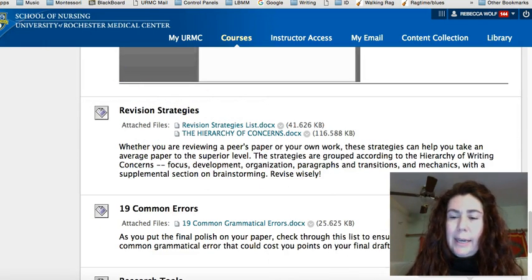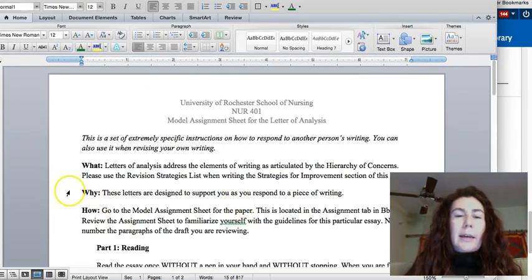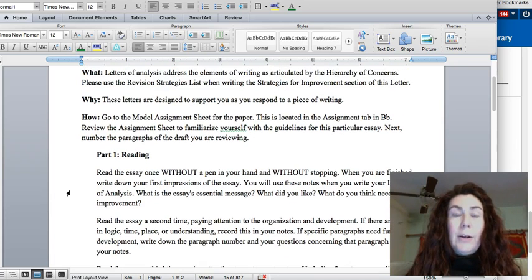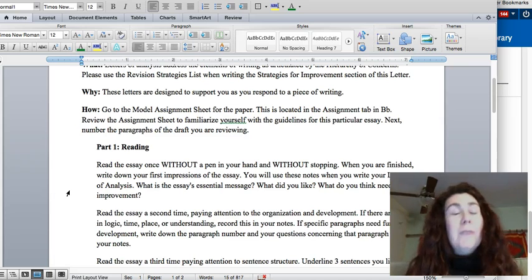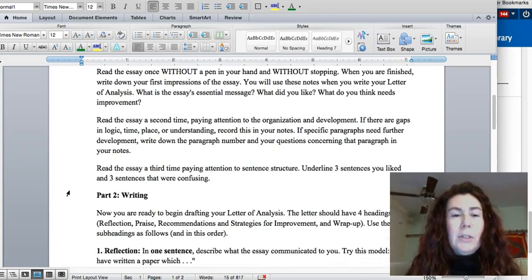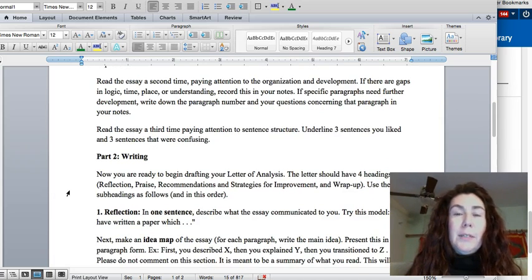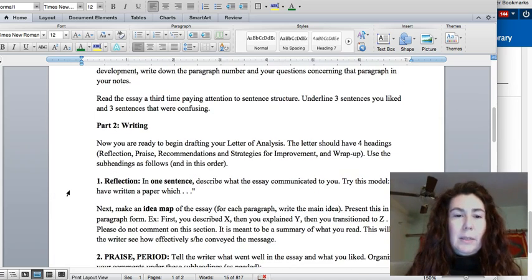Okay, so let's take a look at the letter of analysis model assignment sheet. Basically these are the parts your letter should have. There isn't a form for doing this. You're just going to be writing this all on your own, but it should have these major headings. The first thing you need to do is read the essay. Then the second time you read it, you can start thinking about these particular areas. And then the third time you can go back and fine-tune it even more.